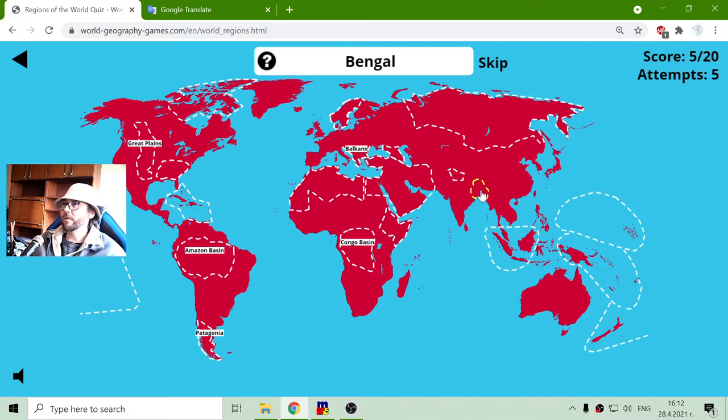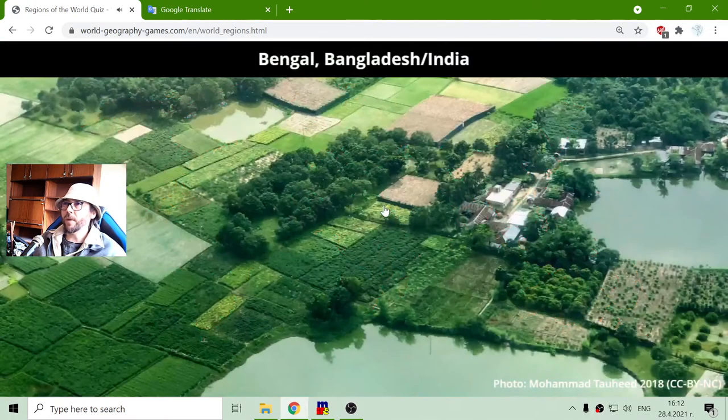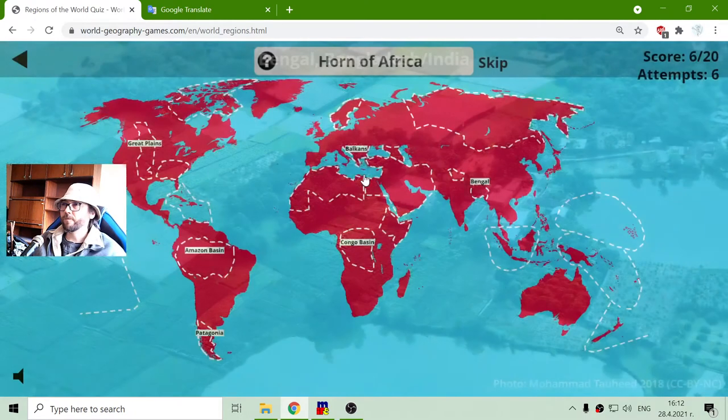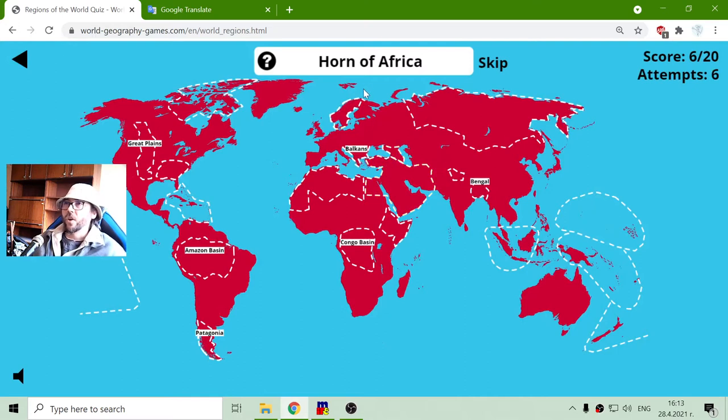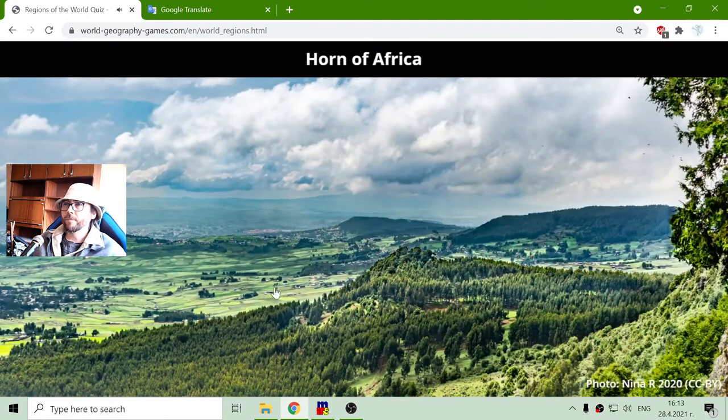I think the lower one was Bengal. Yes, it is a fertile region, apparently. Horn of Africa is in Africa. There it is. Again, pretty fertile, looks like.